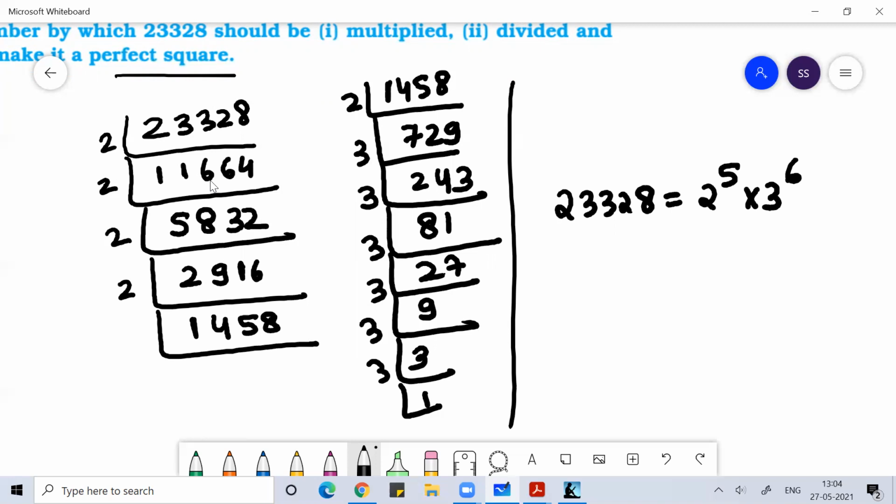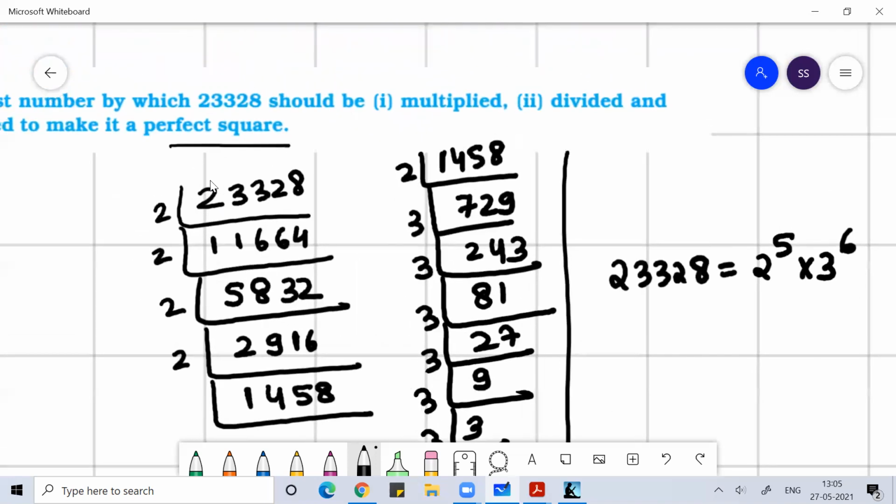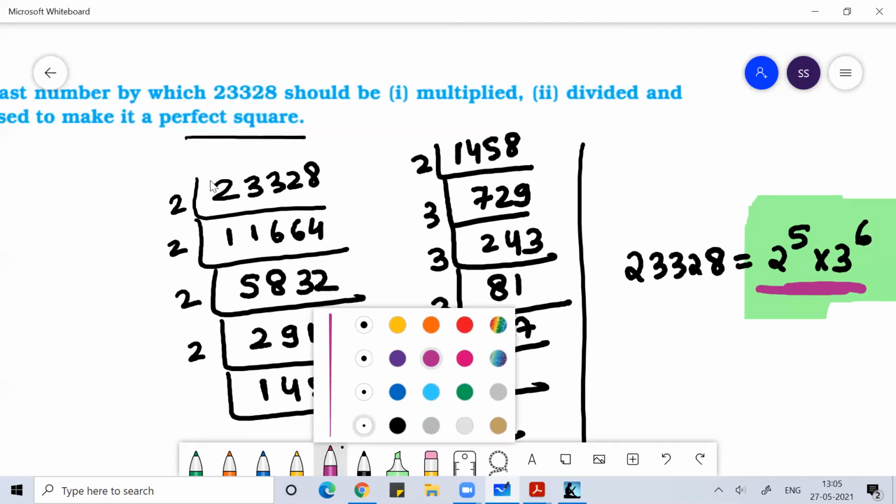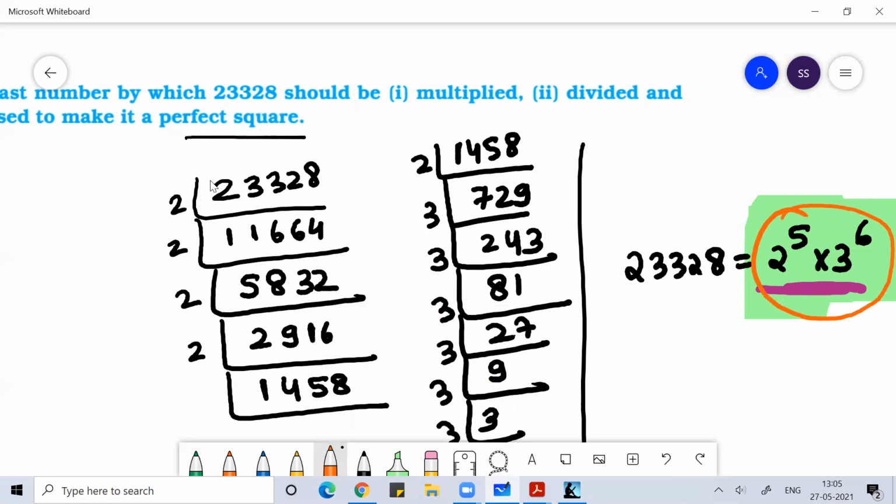So 23328 is actually 2 to the power of 5 into 3 to the power of 6. What can I multiply with this so that it becomes a perfect square? Very simple. For a perfect square, what do you need? For a perfect square, your powers should be even. If the powers are even, then it's a perfect square. So what can you multiply with this so that it becomes a perfect square?